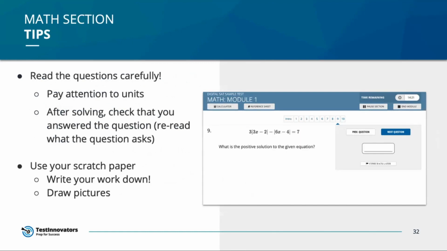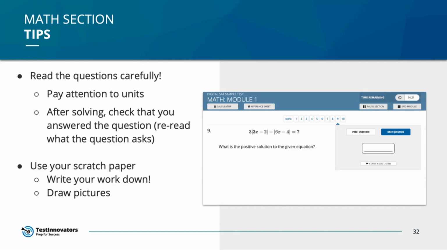Okay, so some tips for the math section. You really want to make sure you read the question carefully. This is a long test, and it's really easy to make a mistake because you're working quickly or you're tired, and then you read the question incorrectly because at the end of the test, you've been working quickly, you've done a lot of math, you've already done the reading and writing section, so you're tired, and it's just really easy to make a mistake that way. So make sure you're reading the questions carefully.